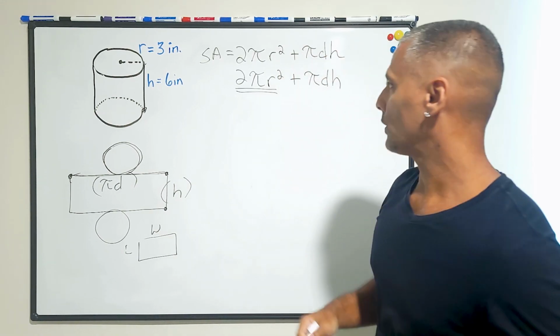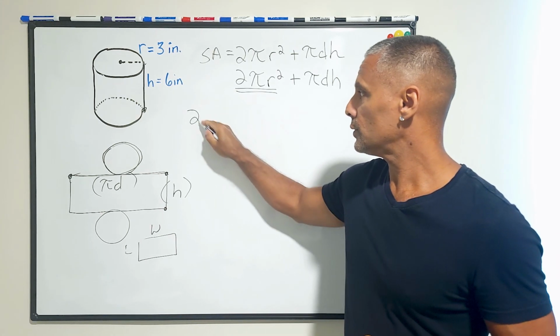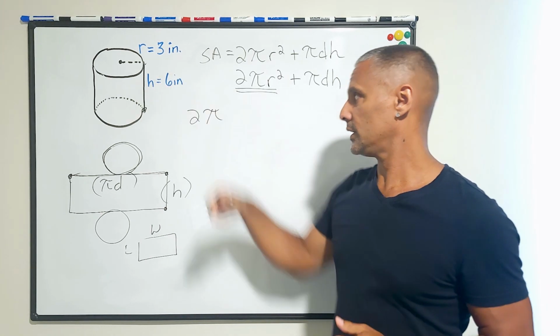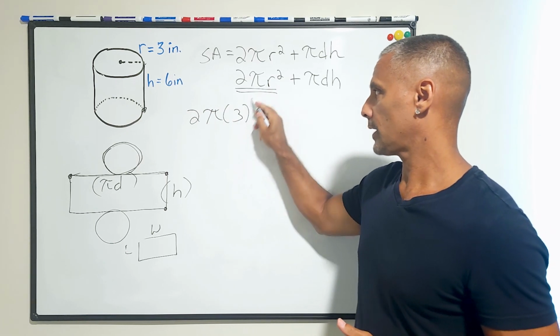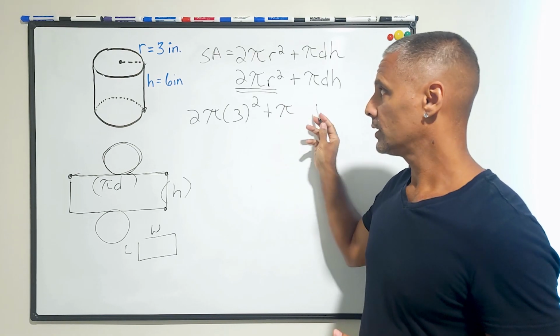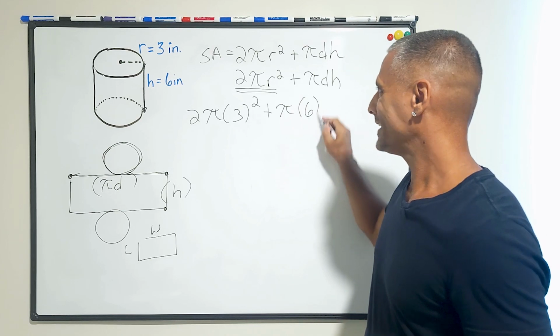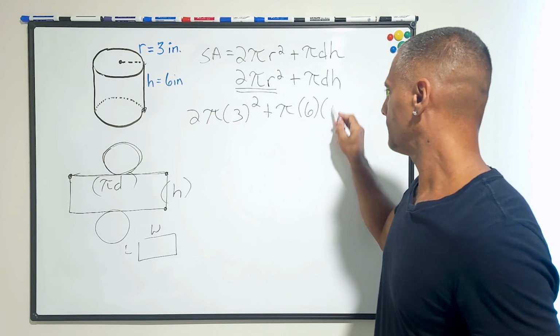So what we're going to do now is plug in all of the values that we have. We're going to do 2 pi, and the radius given is 3, and square that. And then we're going to take pi and multiply it by the diameter, which is found by doubling the radius, which gives us 6. And the height of our cylinder is also 6.